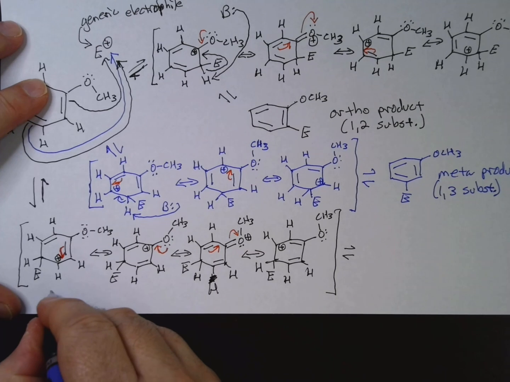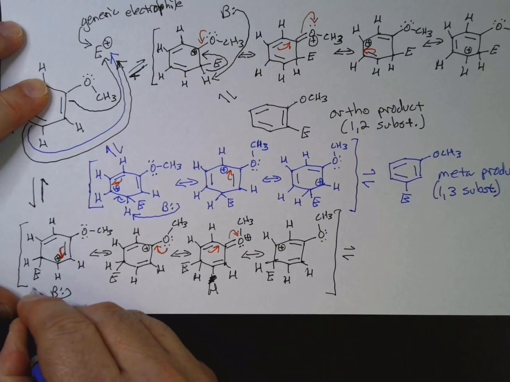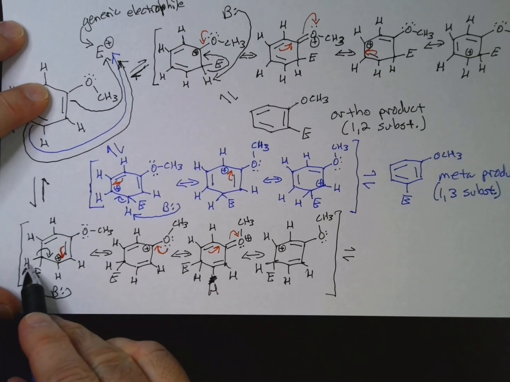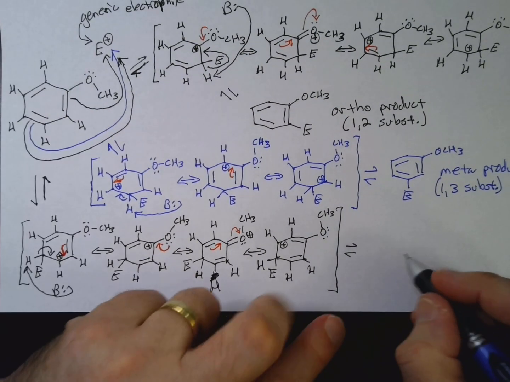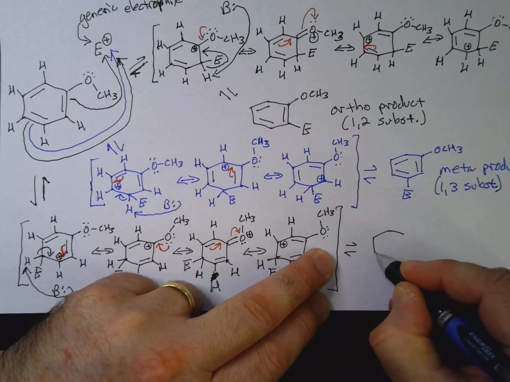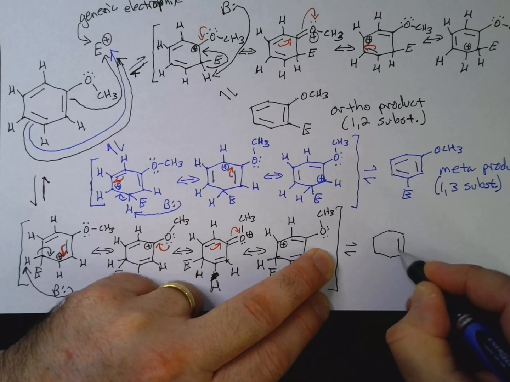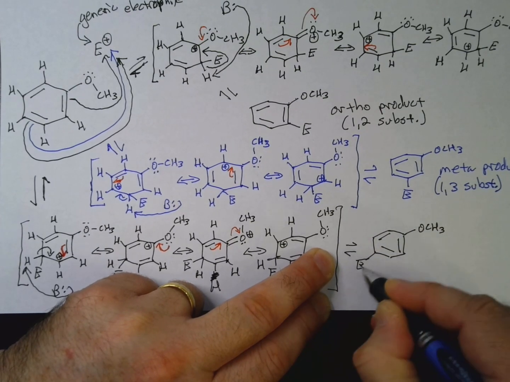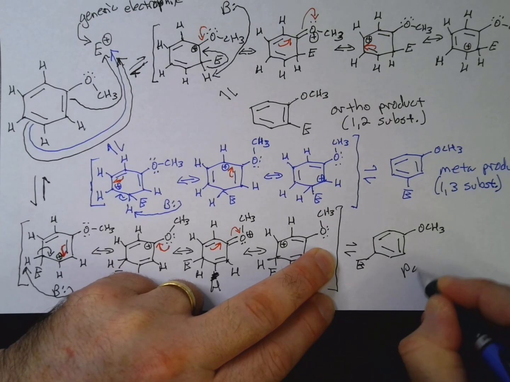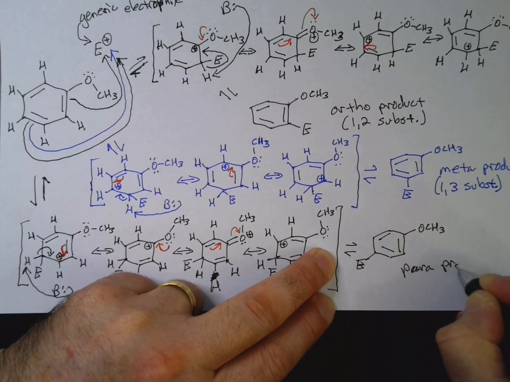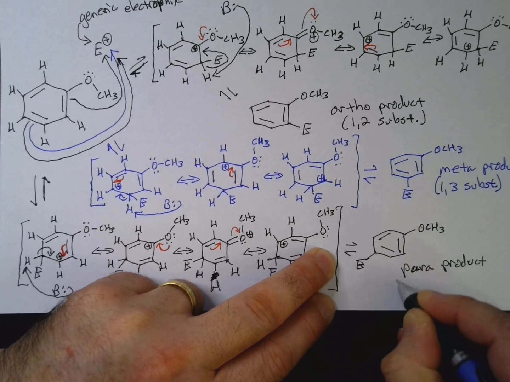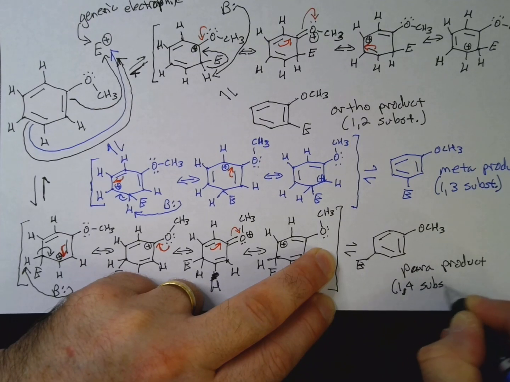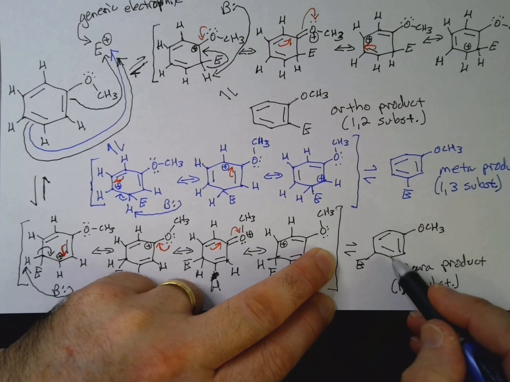And then, of course, I could have my base come along and deprotonate my hydrogen there, and I'll get my final product. And this is the para product, which is 1,4 substituted. Okay, 1, 2, 3, 4.